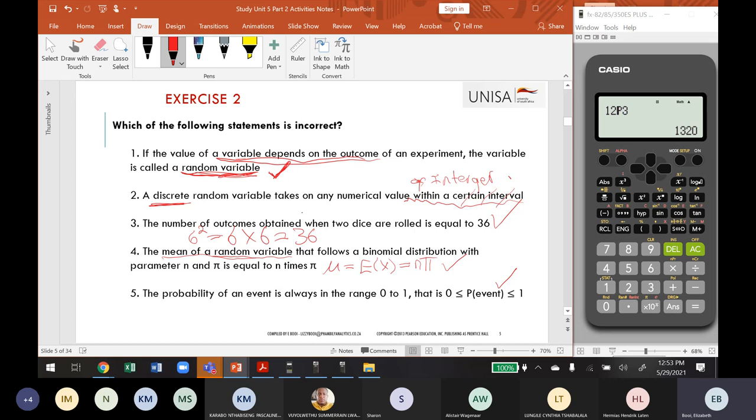Because a discrete random variable comes from a counting process. And only those that come from a measured process, which is like your temperature, your height, they will take an interval value. So the interval is those that come from a continuous variable. And we will deal with those in the next chapter, study unit 6, when we do normal distribution, continuous variables. So the only one that is incorrect is number two.